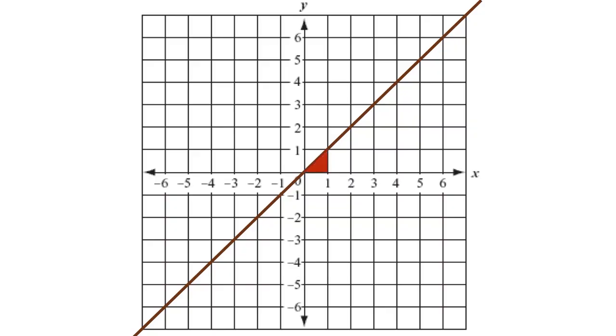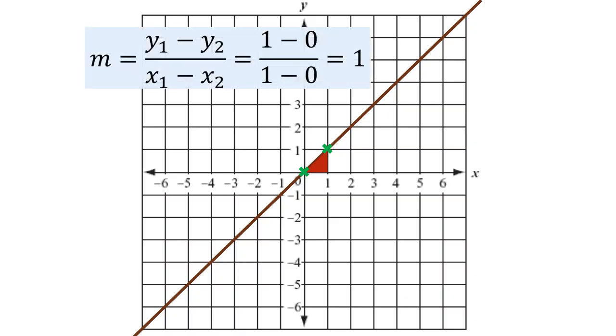Here is a graph with 2 points. You see one point is (0, 0), the origin, and the other point is (1, 1). So what is going to be the gradient? There we go. The y2 minus y1 over the x2 minus x1, or the other way around. And when you get the gradient, it becomes what? 1.